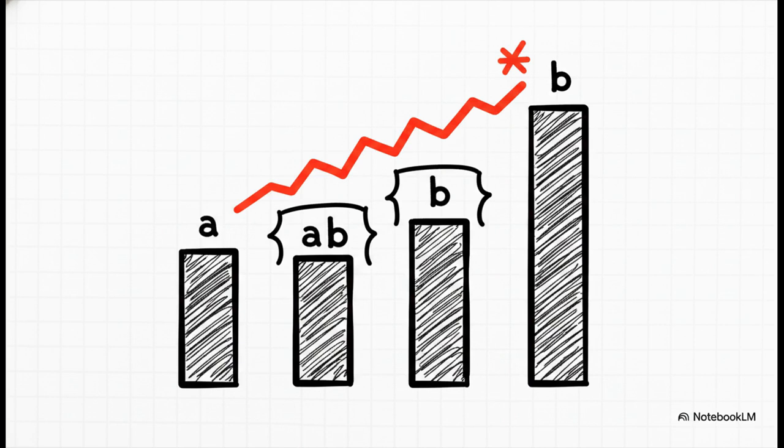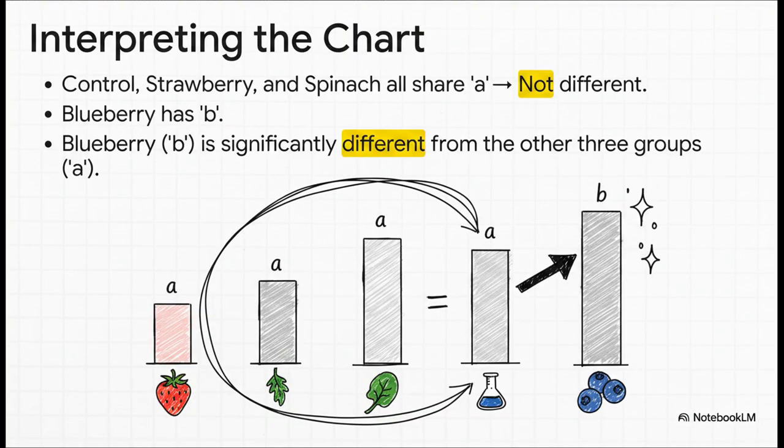If they do share a letter, they're not. Let's apply that rule to our chart. Okay, look at control, strawberry, and spinach. See how they all have the letter A above them? They all share a letter. That means, statistically, we can't say there's any real difference between those 3 groups.